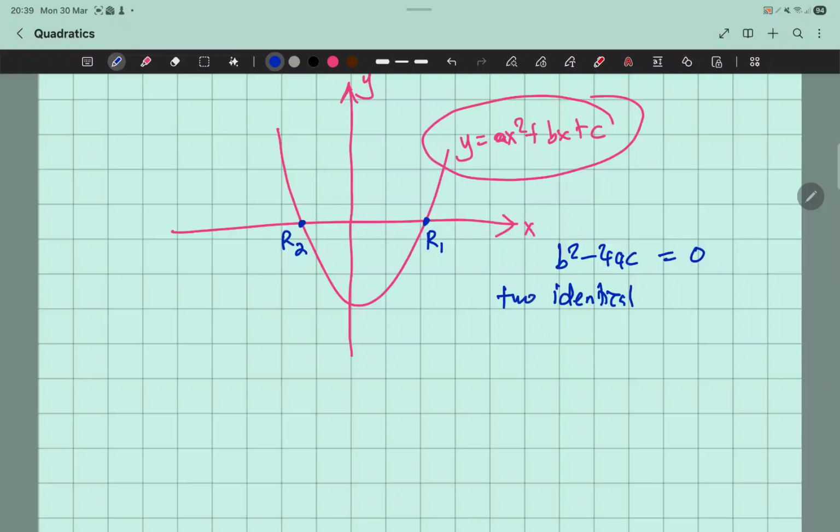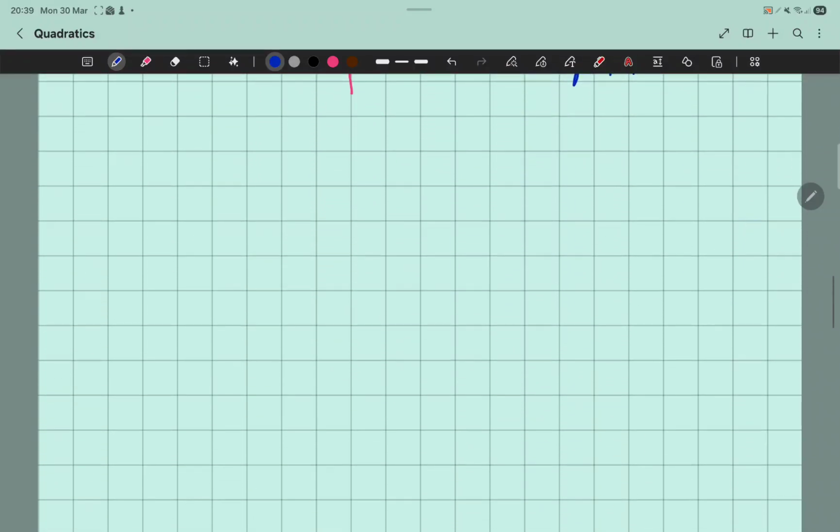Two identical roots, which simply means it's one repeated root. One root is what we call a repeated root. So for example, let's talk about this one.